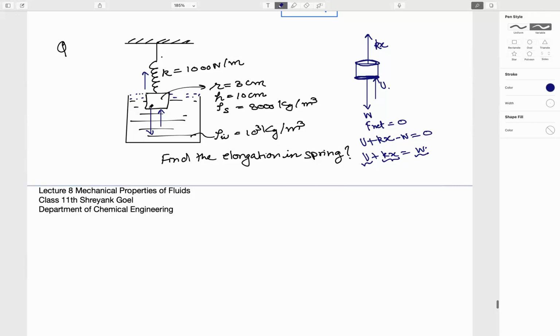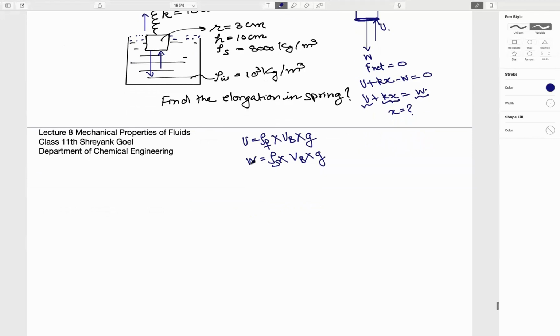So this whole volume, the upthrust is because of this whole volume, because this amount of volume of water gets displaced when it gets immersed in the water. So upthrust is density of water into volume of block into g, because it is completely immersed in this. What is weight? That is density of solid into volume of block into g. Let's balance each other, and what we need to find is x.